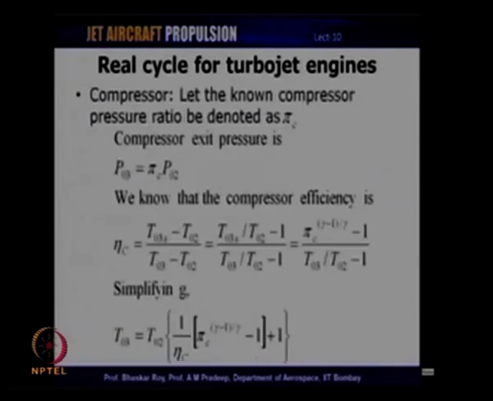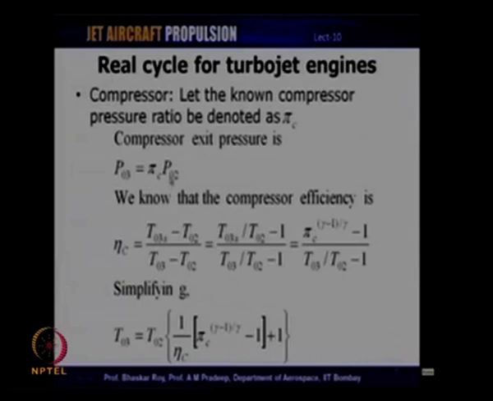Now, once we calculate the diffuser efficiency and therefore the stagnation pressure and temperature at the exit of the diffuser, we can now proceed towards the compressor. The compressor pressure ratio, as I mentioned, would usually be known. It would be a fixed parameter, a design parameter. Let us denote that by pi subscript c. Now, if that is a fixed parameter, we can calculate the compressor exit pressure directly.